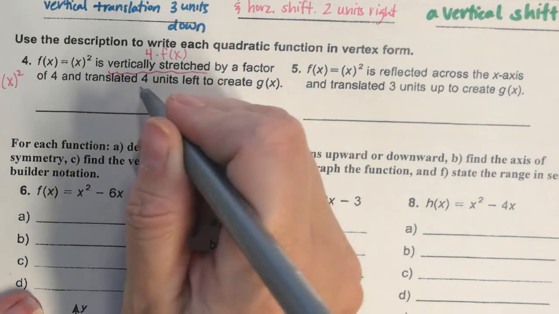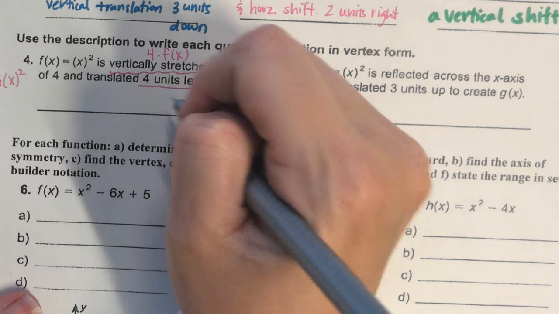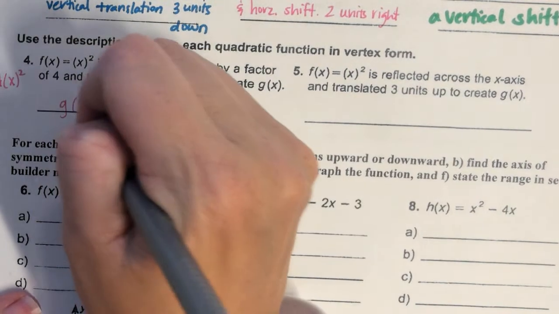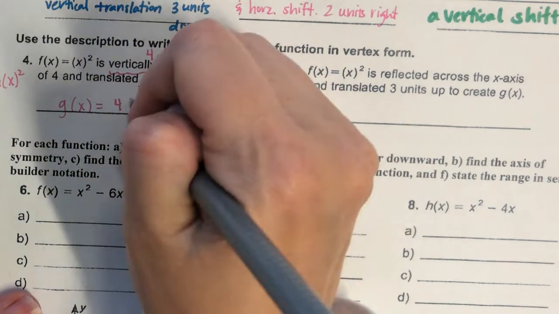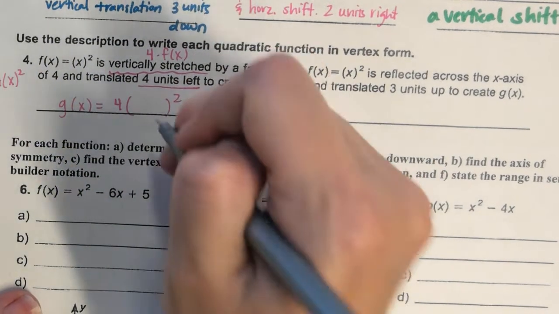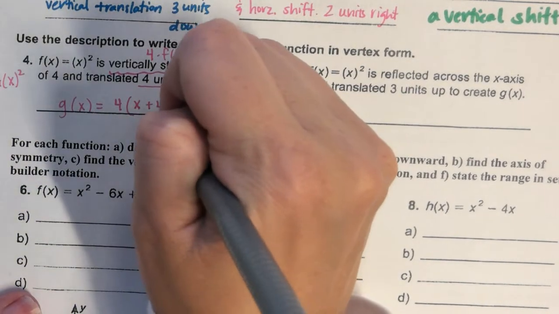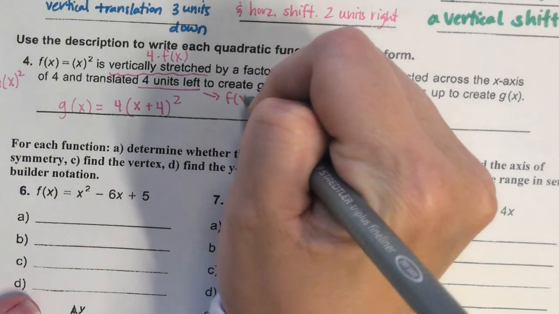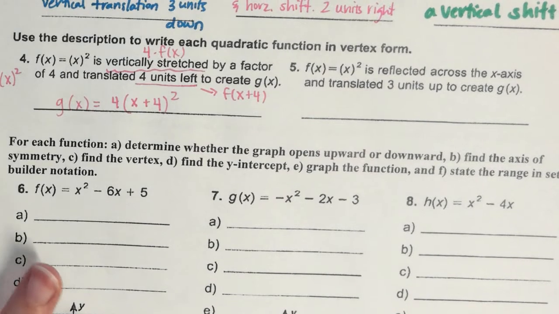Okay, and then translated 4 units left. Okay, so if it's translated 4 units left, you will have, this says g of x equals, 4 goes on the outside from before, and then the 4 units left, is that going to be plus or minus inside? Plus. Okay, because the 4 units left is f of x plus 4, so you substitute that into the equation. How'd that one go?